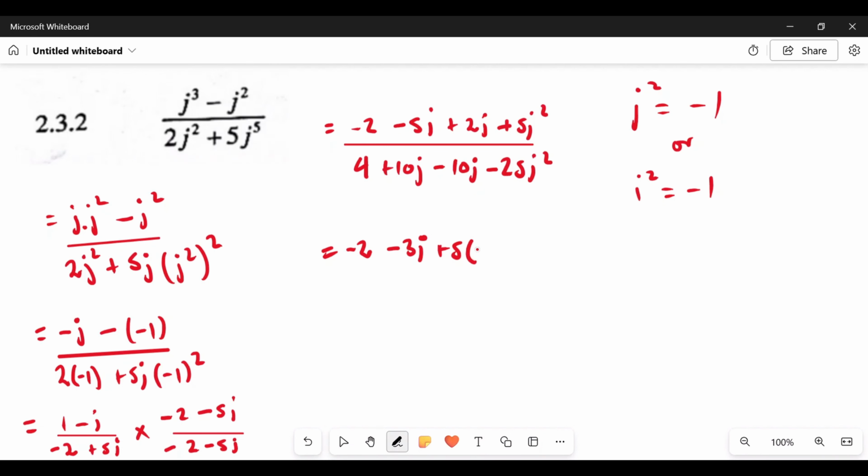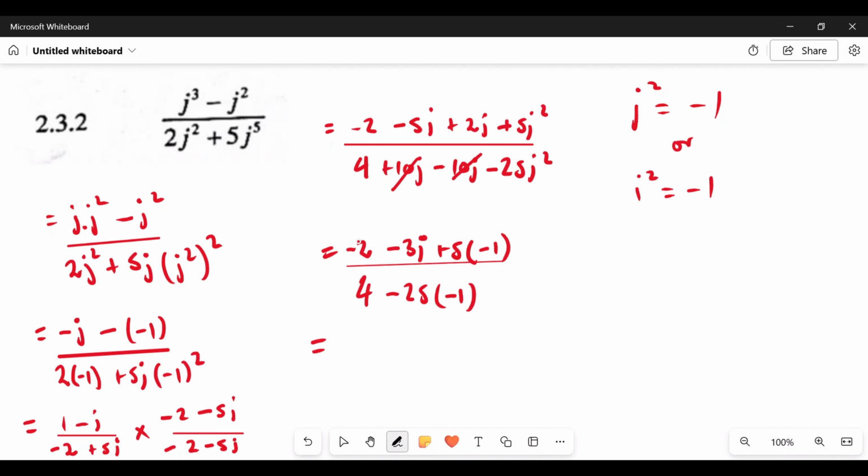Wherever there is j squared here, we substitute with negative 1. Divide by 4. This positive 10j and negative 10j will cancel each other. You'll be left with negative 25, but instead of writing j squared, we're going to write negative 1. So we just simplify further.